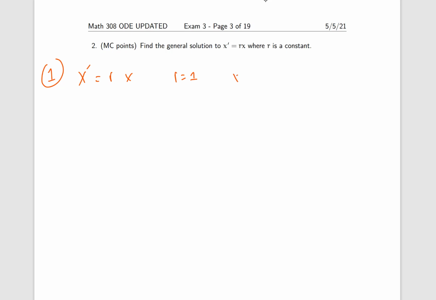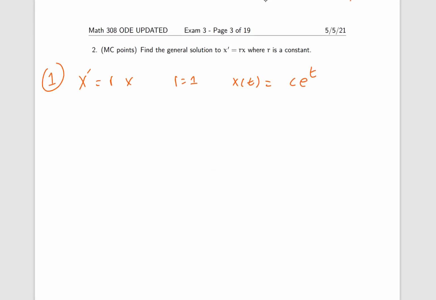Okay, so the choice there is going to be x of t is equal to some constant times e to the t. If I take the derivative, it's equal to itself. If x is equal to c times e to the t, it's equal to itself. Okay, so now I think, well, what happens for a more general value of r? What happens if r isn't equal to 1? How does this change? Well, you can try multiplying this solution at some point by r. Maybe multiply the c by r or the t by r or whatever, but eventually you realize that the solution is equal to c times e to the rt.